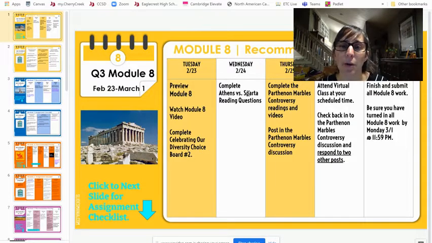Wednesday, Athens versus Sparta reading questions. Thursday, you're doing a discussion about a controversial topic. I'll tell you more about that. It's really cool because there is no right opinion. Everyone has a different opinion on this. You need to back it up, but there's no right answer.